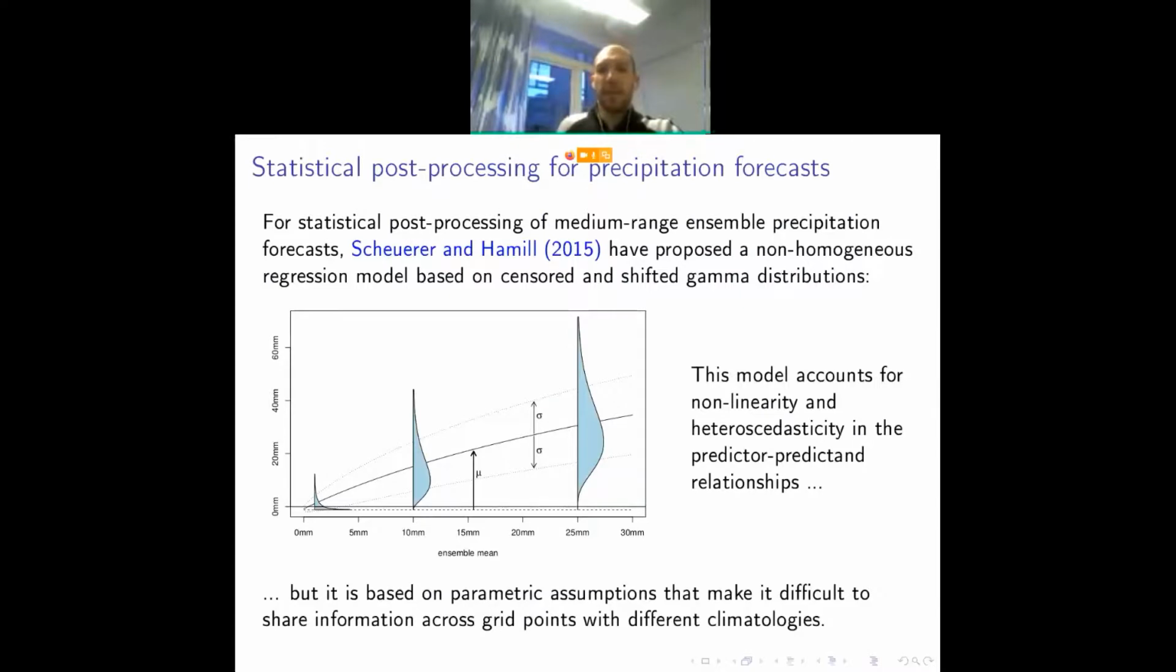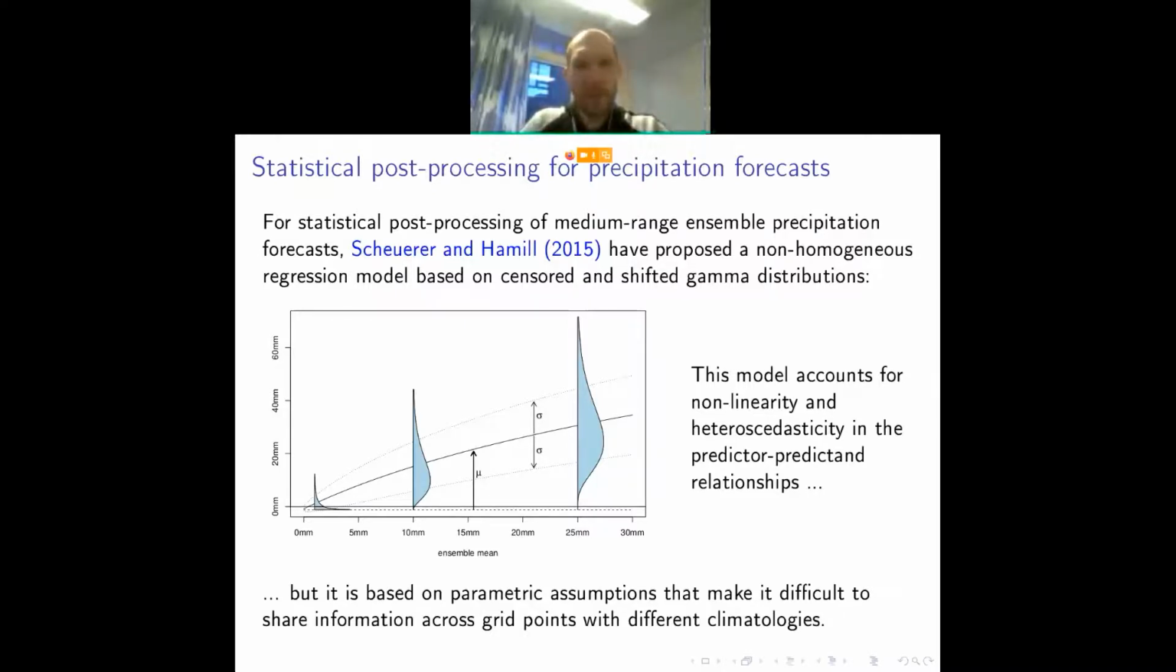Traditionally, the methods that we have used for statistical post-processing are parametric and are basically a more complex version of regression, where you relate different predictors derived from the ensemble, like the ensemble mean and the ensemble variance, to a family of distributions that then describes the probabilistic forecast. And this has worked quite well, but it's usually performed grid point by grid point.